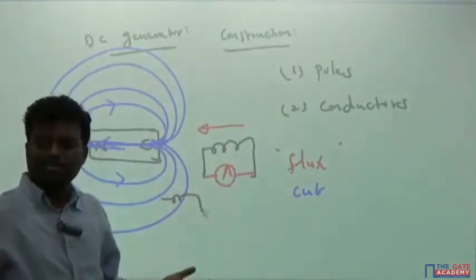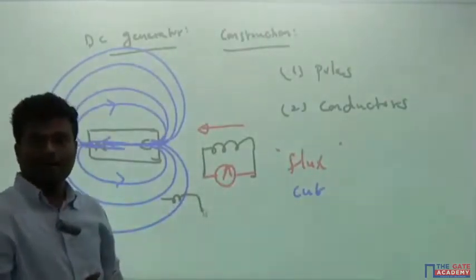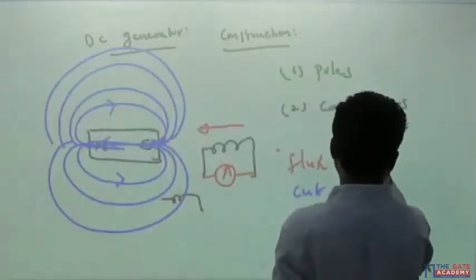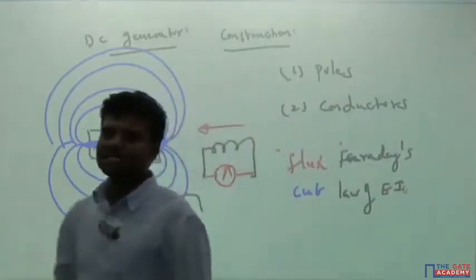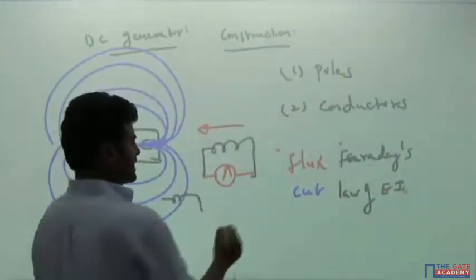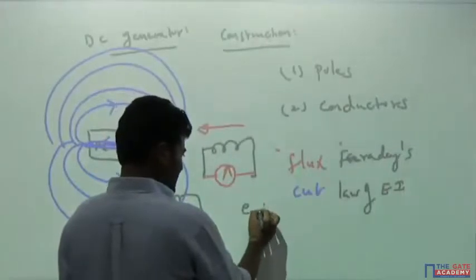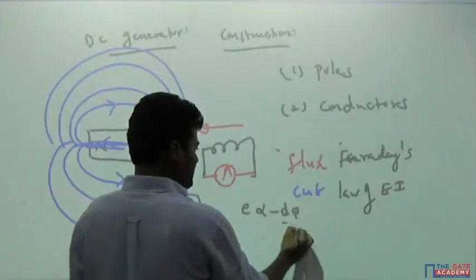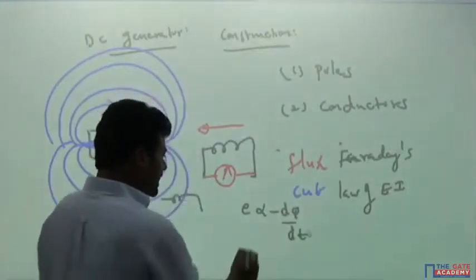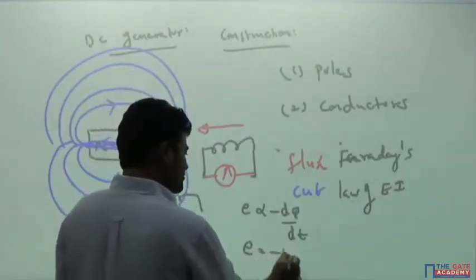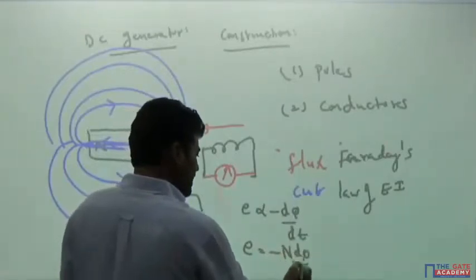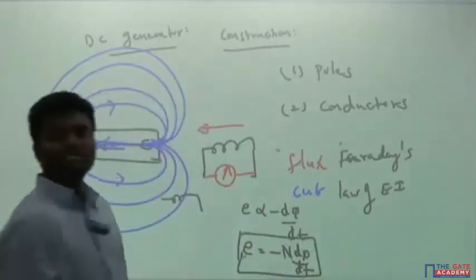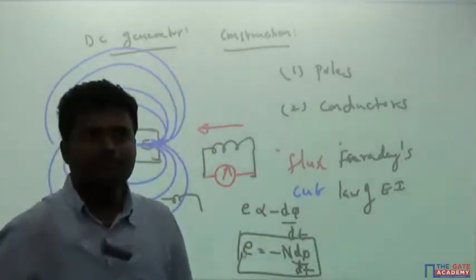It's all about the principle of the generator, which is called Faraday's laws of electromagnetic induction. What it says in simple terms is that the EMF induced in any conductor is directly proportional to minus d phi by dt, or I can write E equal to minus n d phi by dt. So this is your EMF equation, or Faraday's laws.